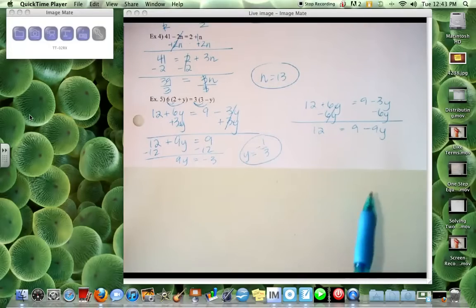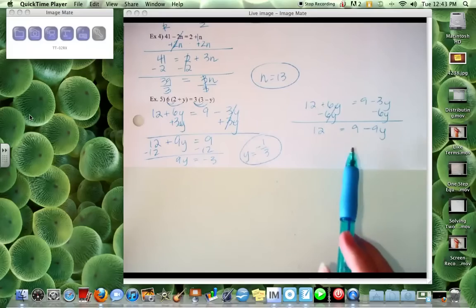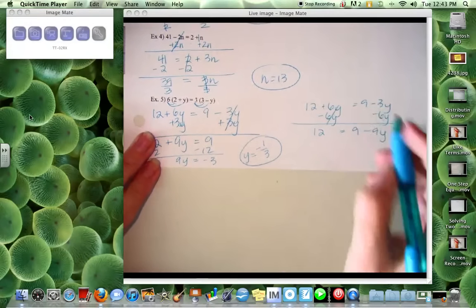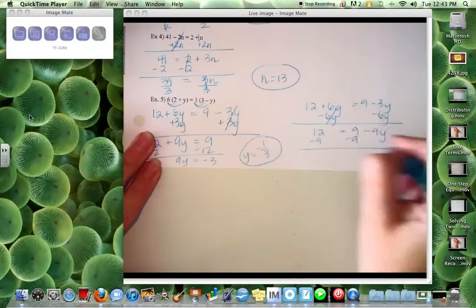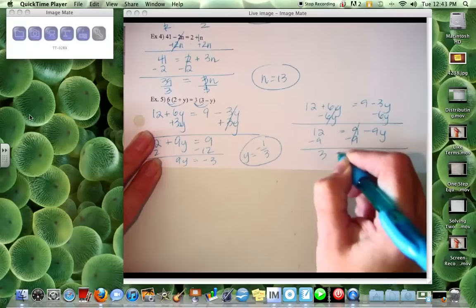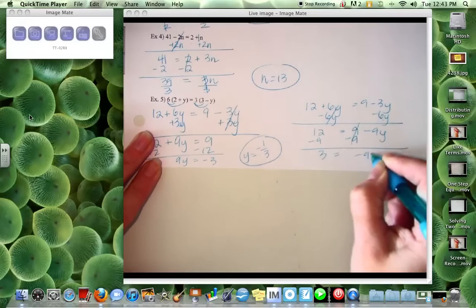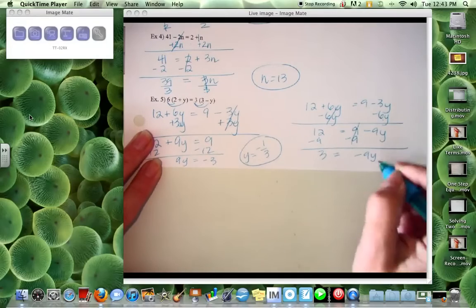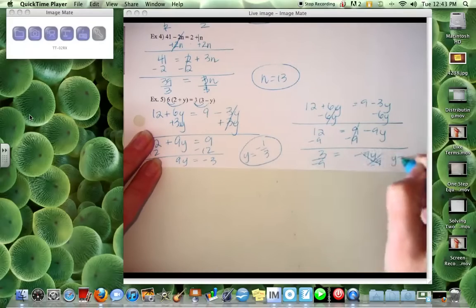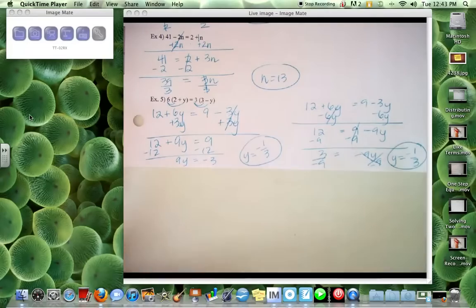Now, on the right, what's my next step? I got this. Subtract 9. So on the left I have 3 equals negative 9y, and what do I do to both sides? Divide by negative 9. Divide by negative 9. So y equals negative 1/3. You get the same answer.